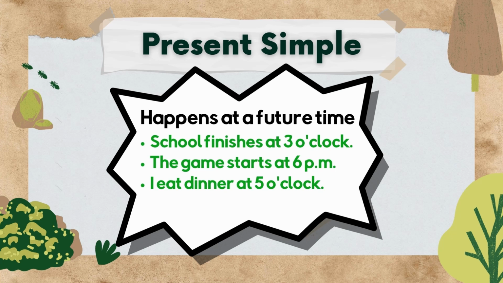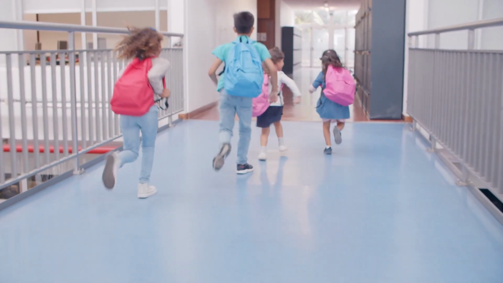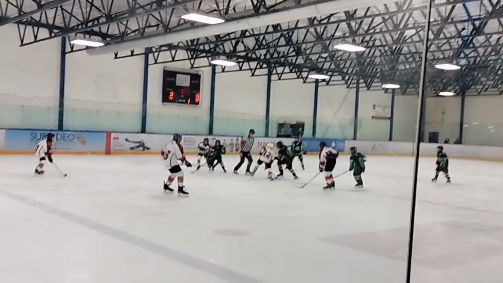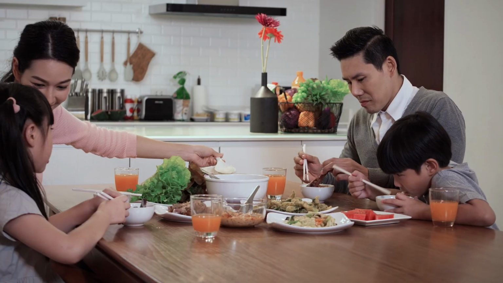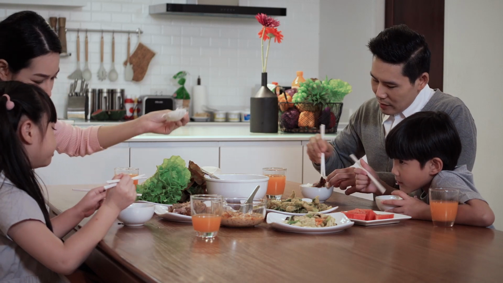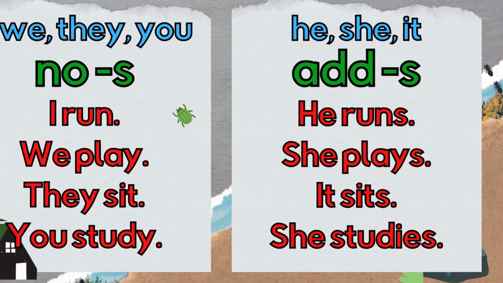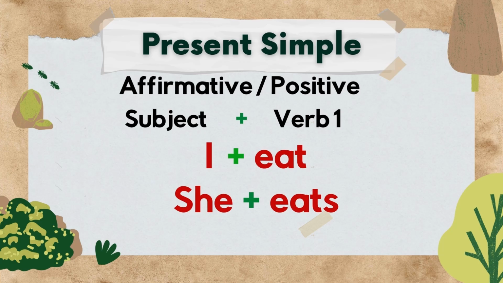You can also use the present simple for something that happens at a future time, like school finishes at 3 o'clock. The game starts at 6 p.m. I eat dinner at 5 o'clock. It's important to remember, for pronouns he, she, and it, we must add an S to the verb, like this.